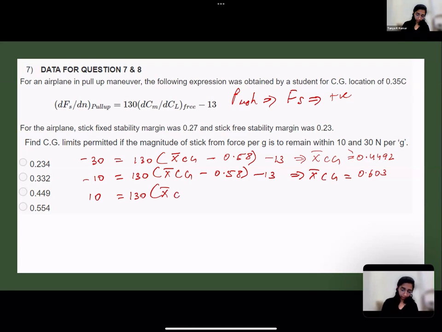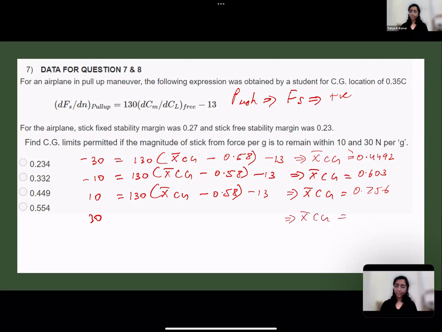Now let's try 10. 130 X bar CG minus 0.58 minus 13. What is X bar CG? 0.756. Similarly, try it for 30. So the extreme CG limits are 0.4492 and 0.91. It cannot go beyond these two. Now just check which of your options match these values, and it is 0.4492. Hence, that is the correct option.